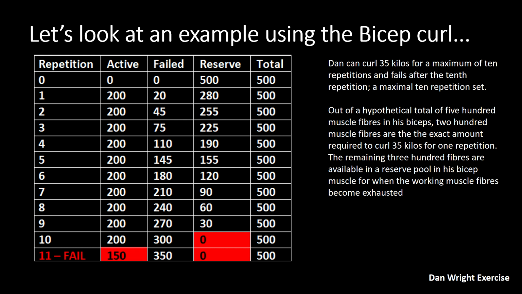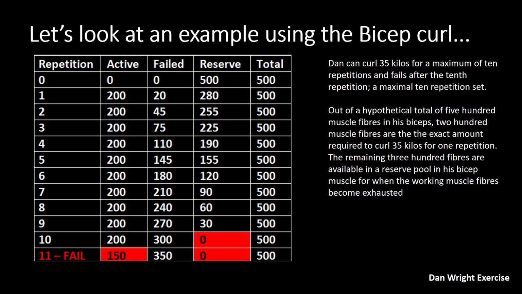And we can see in the table that there's always 200 muscle fibers because that is all that's required to lift 35 kilos through the range of motion. And in our total, we have 500. And in the reserve at the moment, we haven't started the rep yet, there are 500 muscle fibers. So let's proceed through the set. We're going to do 10 reps, as you can see.